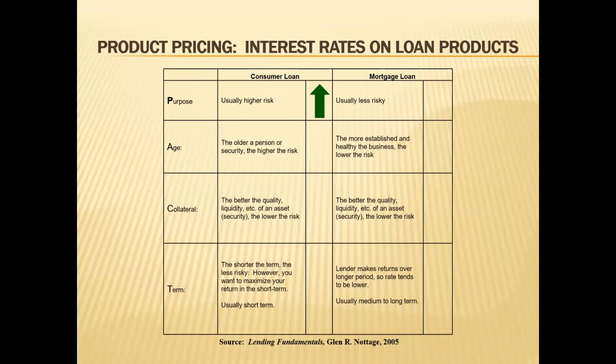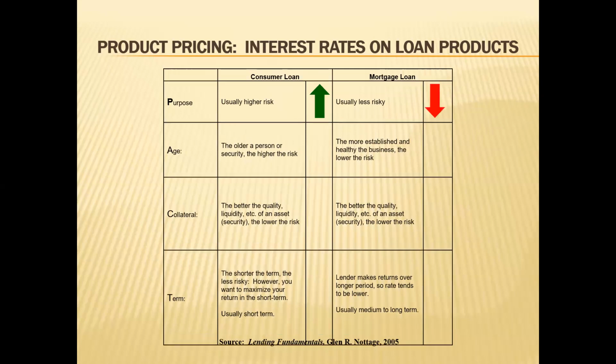For the mortgage loan, would the arrow point upwards or downwards? What is your opinion on it? Downwards, sir. Downwards? Yes, okay, sir. Because it's less risky. Again, the interest rates would tend to be lower.